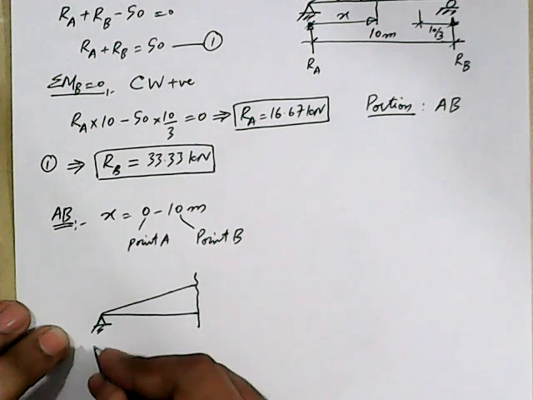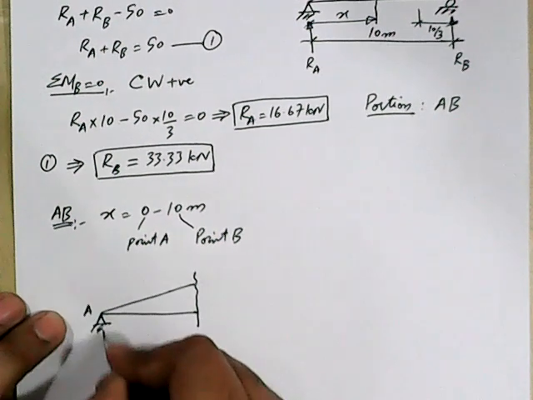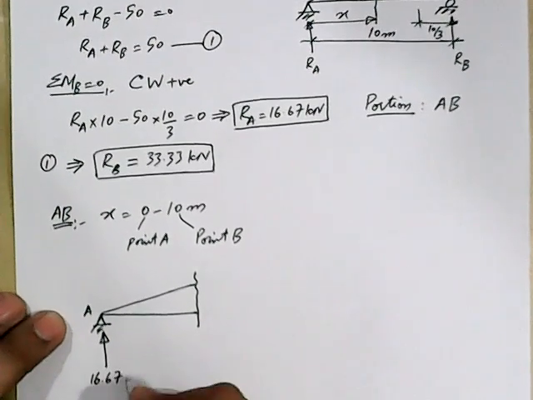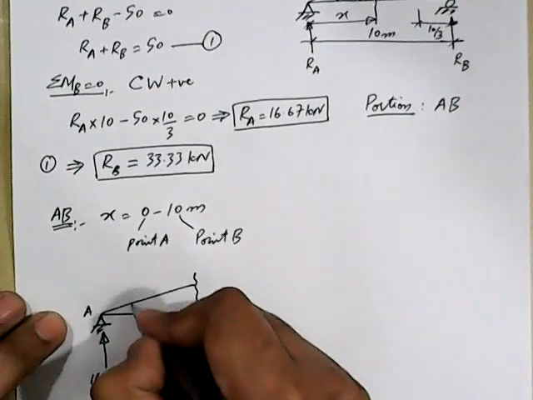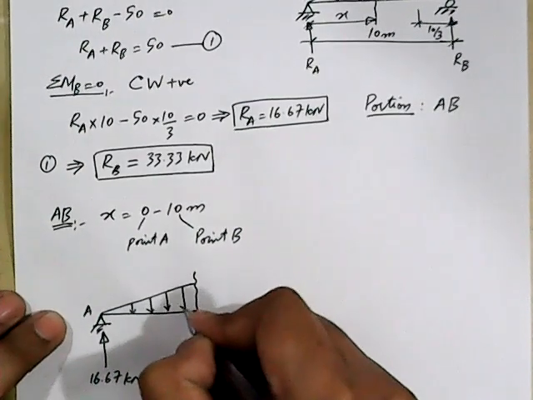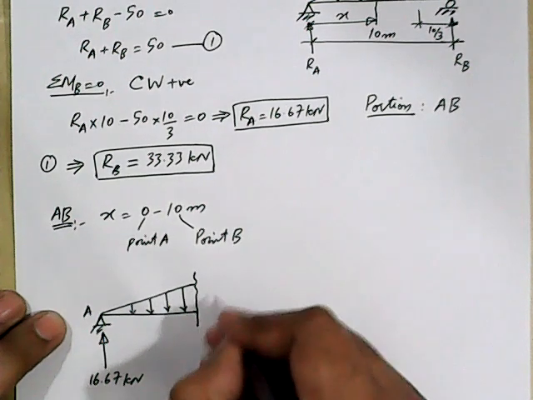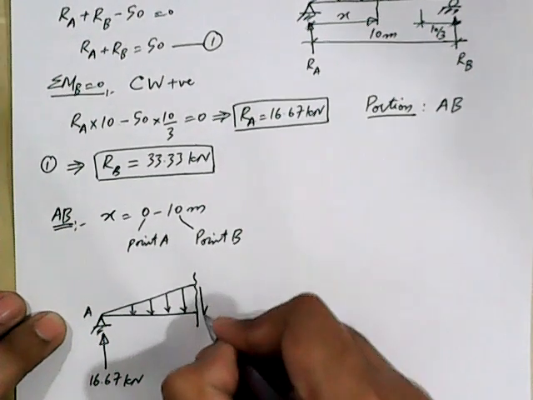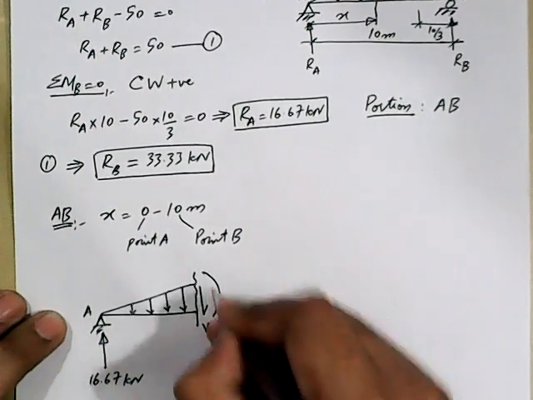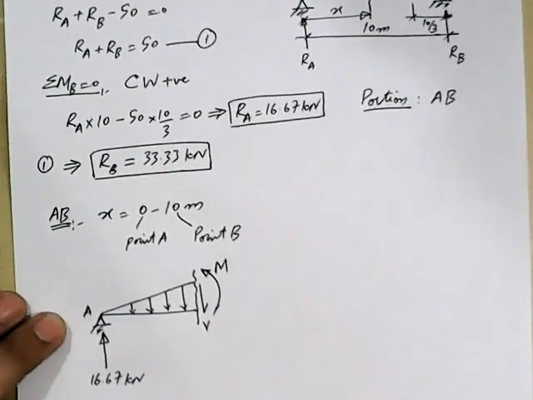And we know the reaction at this point A. Reaction is 16.67 kilonewton. This is acting in the downward direction, and as we have exposed the section, so we will have shear force here and bending moment here, M. What else?